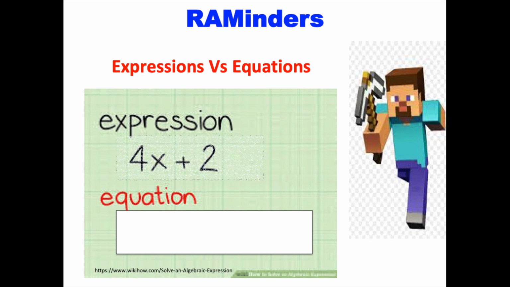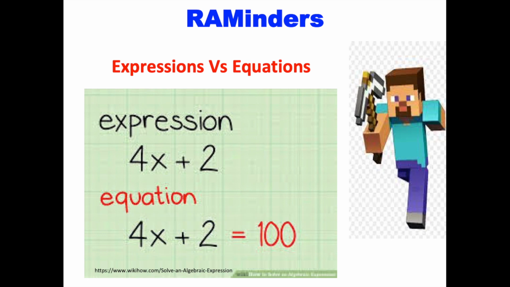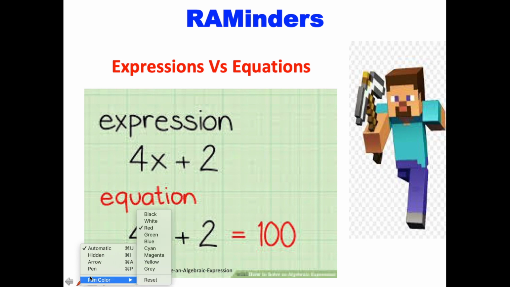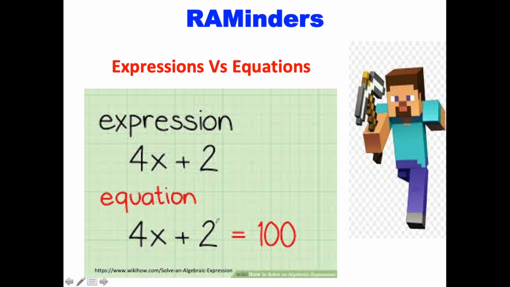Number 1, an expression is simply an operation, add, subtract, multiply, divide, of certain terms. And check this out. An equation looks alike, but it has the equal sign. This equal sign makes it different from the other. That equal sign makes it an equation. This expression has no equal sign.